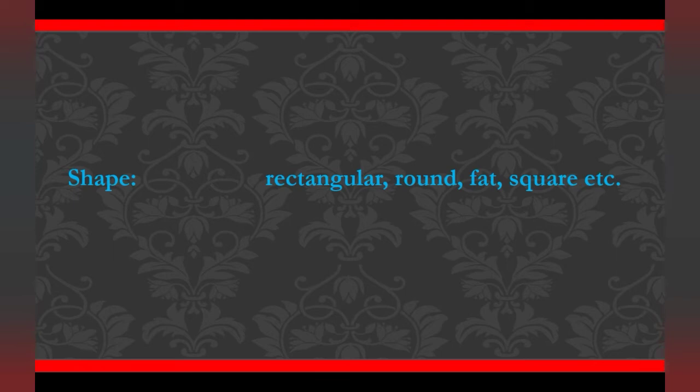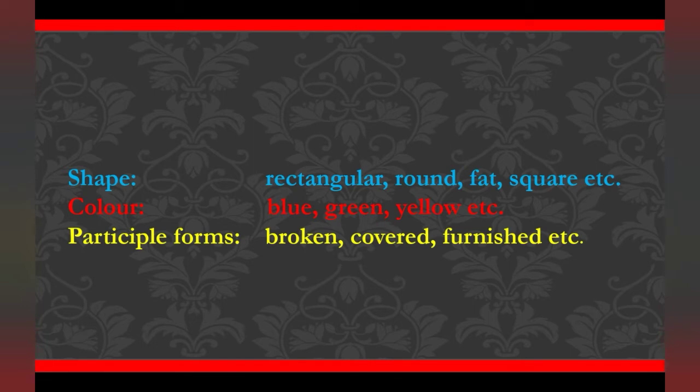Adjectives of shape: rectangular, round, fat, square, etc. Adjectives of color: blue, green, yellow, etc. Participle forms: broken, covered, furnished, etc. Adjectives of origin: Italian, Pakistani, Indian, etc. Adjectives of material: plastic, rubber, wooden, etc.